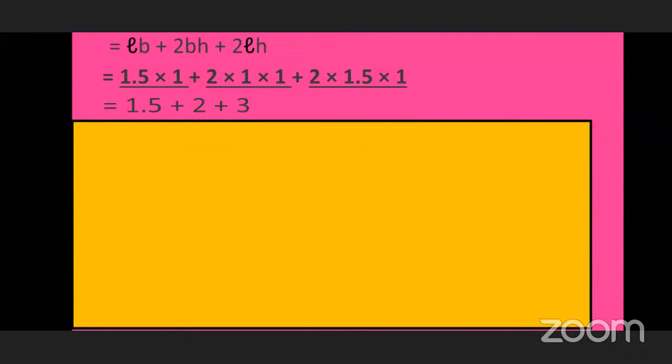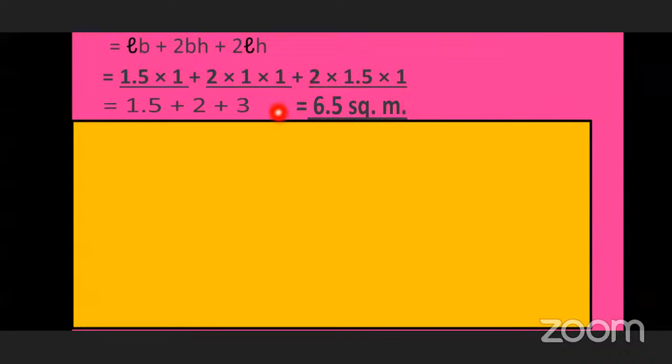Okay. Now we will substitute the numbers. Now we will substitute the values over here. So it is 1.5 times 1 plus 2 times, as the depth is 1 and height is also 1, plus 2 times the length is 1.5 and the height is 1. So now we will multiply these numbers and we will get 1.5, 2 ones are 2, 2 ones are 2, 2 times 1.5 is 3, times 1 is 3. Okay. Now we will add the numbers: 6.5 square meter.